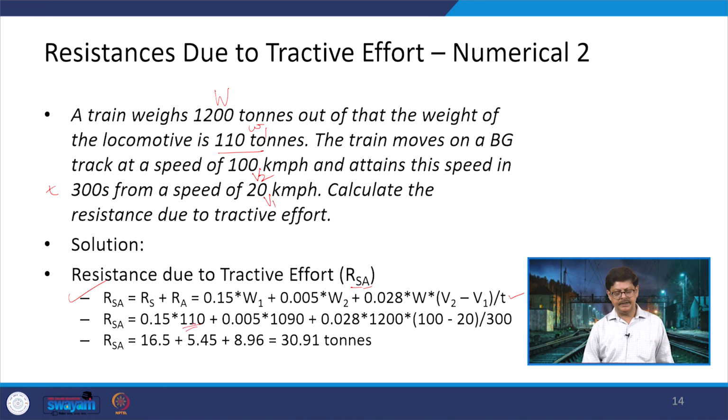W1 is the weight of the locomotive, so 110 tons is being placed here. W2 is the weight of the wagons which have been pulled, so the total weight is 1200 minus 110. So, what we get is 1090 tons, the weight of those wagons. So, that is being used here, but at this point it is the total weight of the train. So, 1200 is being used and this is 100 minus 20 in 300 seconds. So, we get 16.5 as one value, 5.45 as another value, and 8.96 as the third value, and altogether it comes out to be 30.91 tons. So, a very big resistance is being offered because of this starting and acceleration condition.